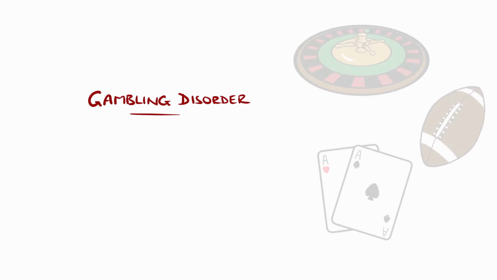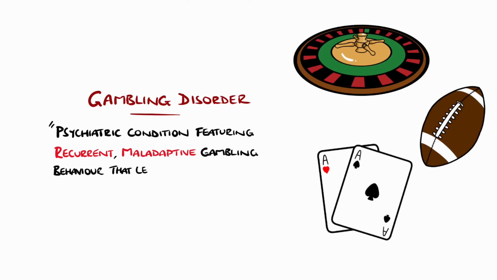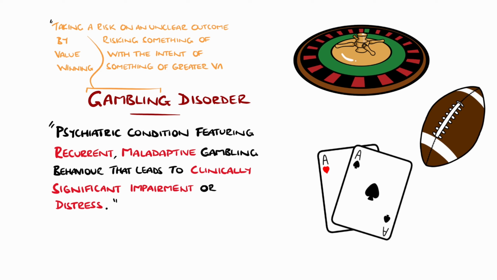Gambling disorder is a condition featuring a pattern of recurrent maladaptive gambling behavior that leads to clinically significant impairment or distress. Gambling involves taking a risk on an unclear outcome by risking something of value, typically money, with the intent of trying to win something of higher value. It is also sometimes known as problem gambling or gambling addiction.